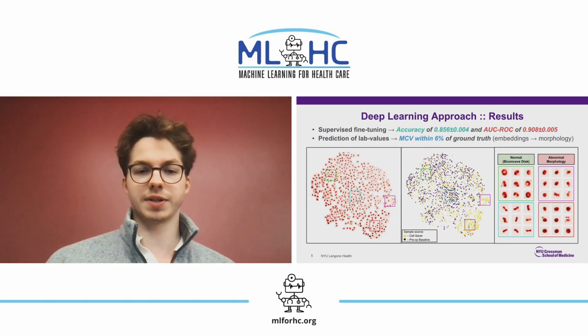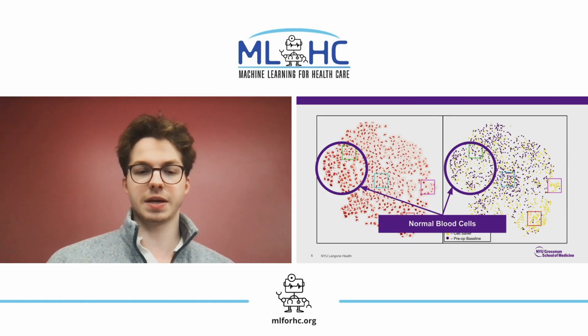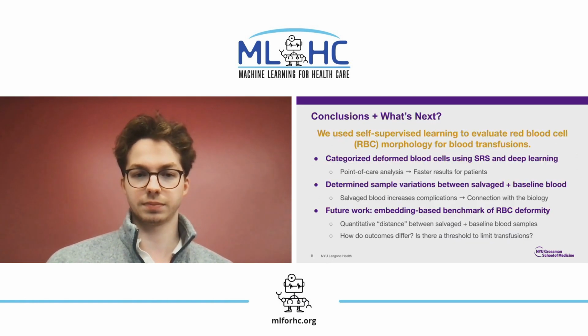Furthermore, we were able to predict lab values, such as mean corpuscular volume, closely to the ground truth obtained by standard lab assays. A t-SNE plot of the embeddings of blood cells from our pre-trained self-supervised network showed that normal cells cluster together, and heavily deformed blood cells also cluster together on a different side of the plot. Furthermore, most of the heavily deformed blood cells come from the cell saver, or our salvaged blood cells.